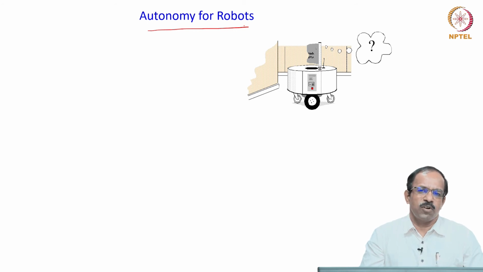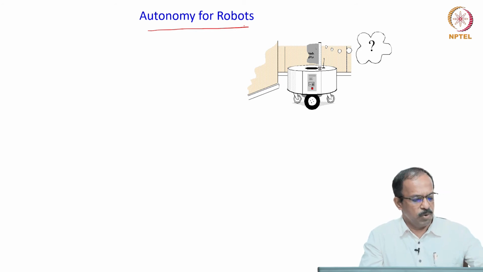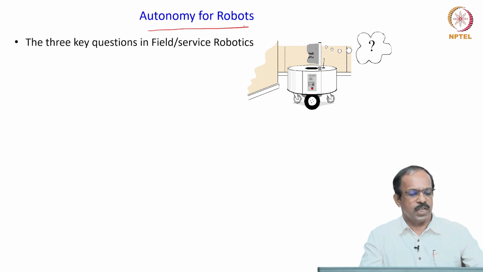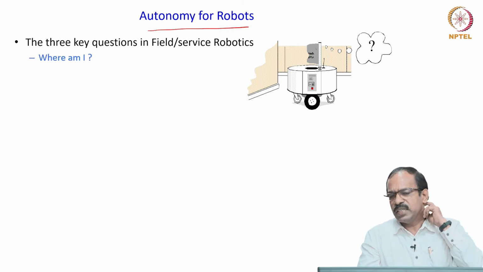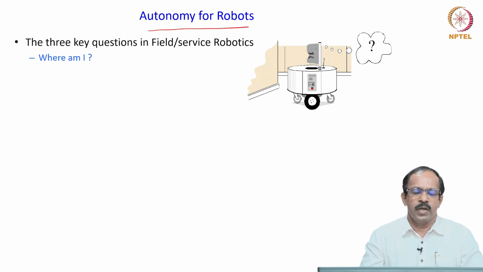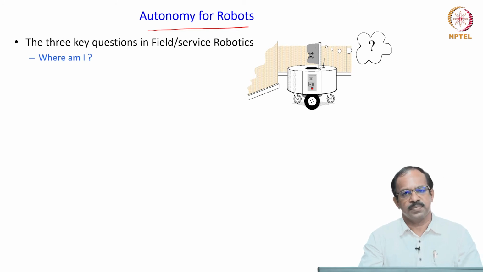The first capability the robot needs is to understand where it is. The robot should be able to know where am I. There are three key questions which a robot should be able to answer in order to be autonomous. The first one is, where am I? What is the current location of the robot in an environment? What is its position? That needs to be understood. That is the question, where am I?